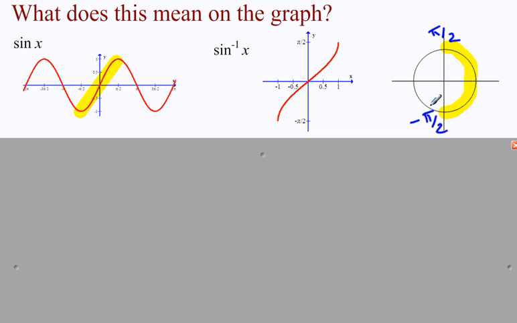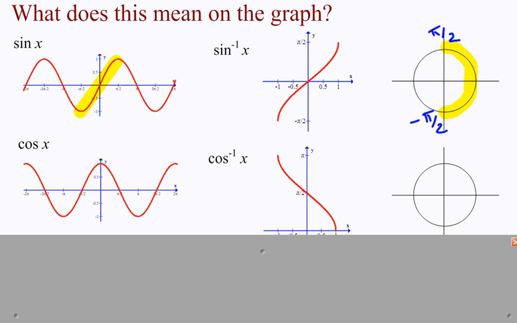All right, let's see how this looks for the others. So now let's go to cosine. When we restrict the domain on cosine, we can't do the same portion like this because that doesn't pass the horizontal line test. So let's get rid of that. What we would actually do is take this portion like this.